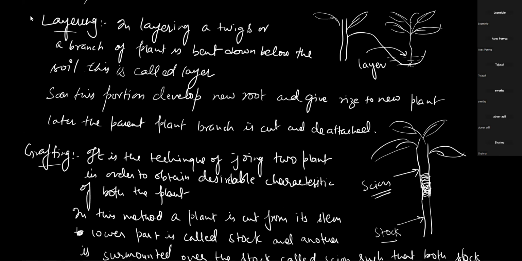So this is called layering. We can say that in layering, a twig or a branch of a plant is bent down below the soil. This bent part is called the layer. Soon, this portion develops new roots and gives rise to new plants. Later, the branch is cut from the parent and detached. Okay, so please note it down. Then I will show you how layering is done.